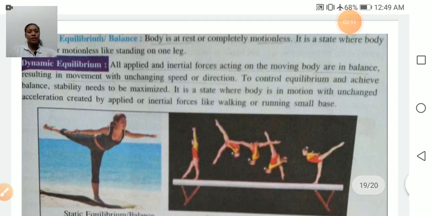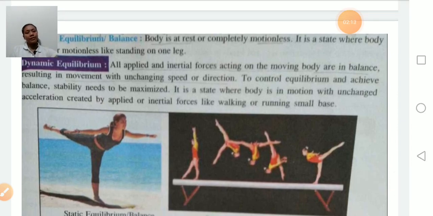And dynamic means all the inner force, applied force as well as the internal inertial force acting on the moving body are in balance, resulting in a movement with unchanging speed or direction. To control the equilibrium and achieve balance, stability needs to be maximized.